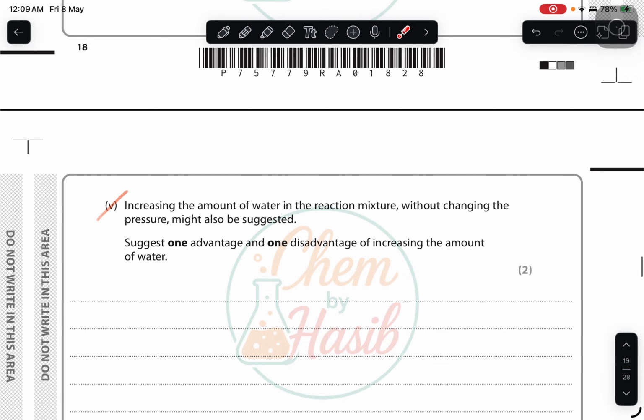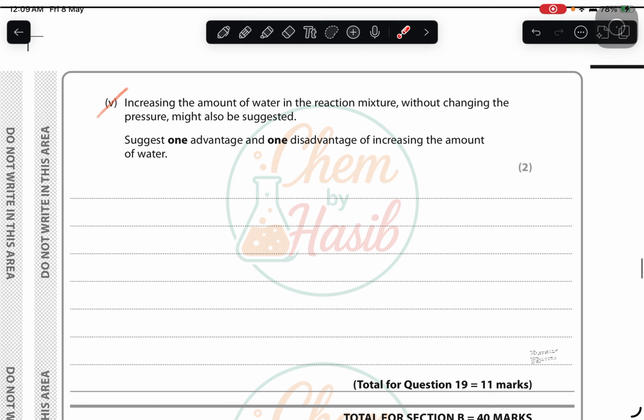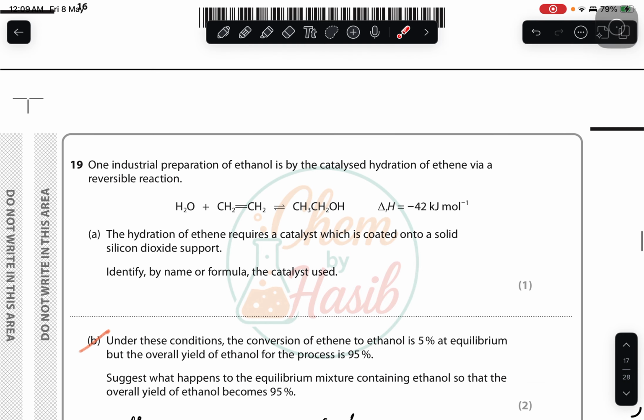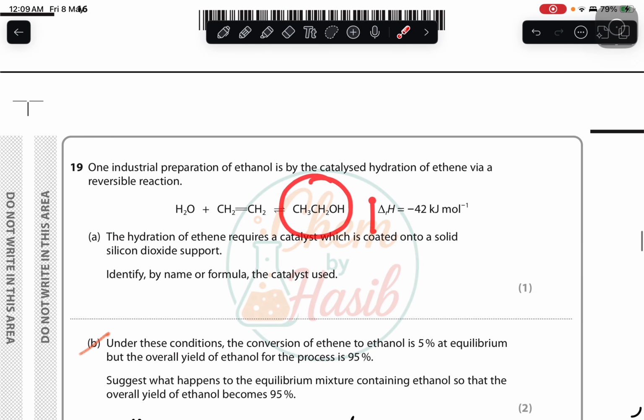It says, one advantage and one disadvantage of increasing the amount of water. If you increase the amount of water, the advantage is that the yield of the product will be greater, because the concentration of H2O will be greater. So the position of equilibrium will shift from left to the right. Equilibrium will be shifting to the right, so the concentration of the product will increase, right?